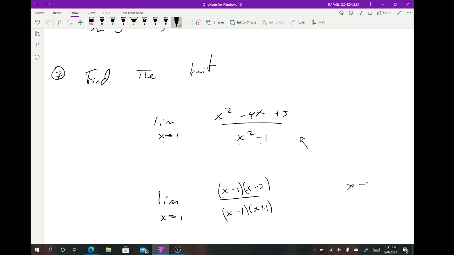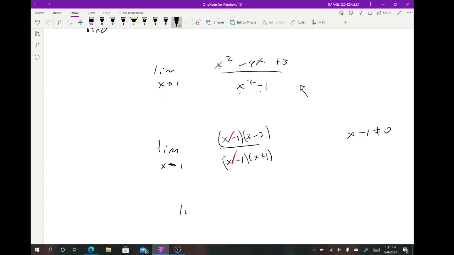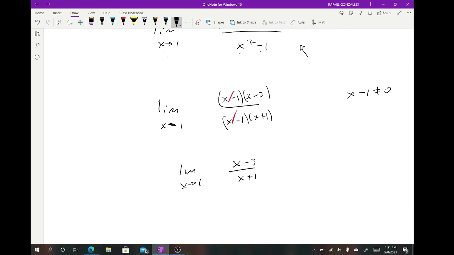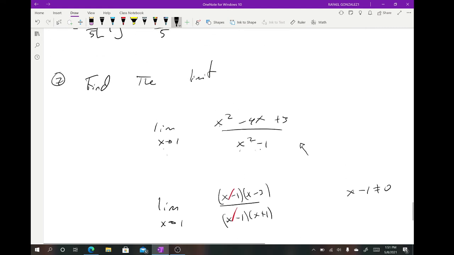Now, so long as x minus 1 is not equal to 0, we could cancel the x minus 1s, and we are left with the limit as x goes to 1 of x minus 3 divided by x plus 1. And notice that this limit does not have an issue in the denominator, because when you plug in 1, it's going to be equal to 1 minus 3 divided by 1 plus 1, which is negative 2 over 2, which is equal to negative 1. So the limit as x goes to 1 of x squared minus 4x plus 3 divided by x squared minus 1 is equal to negative 1.